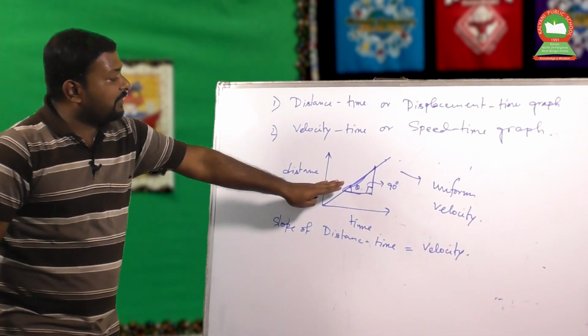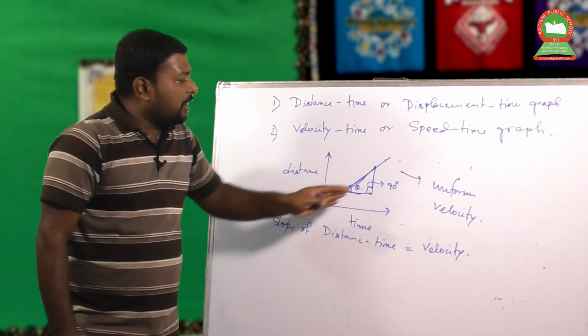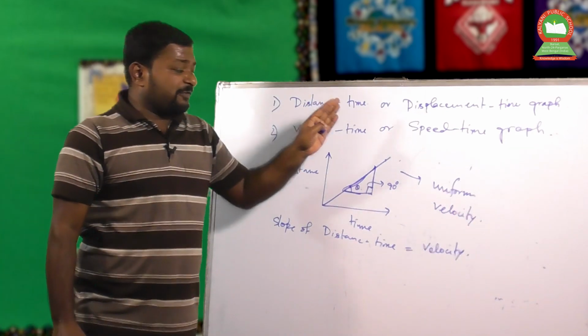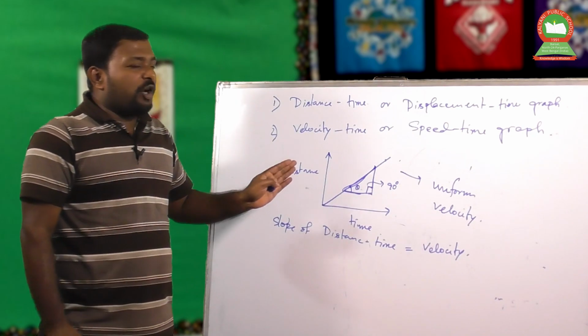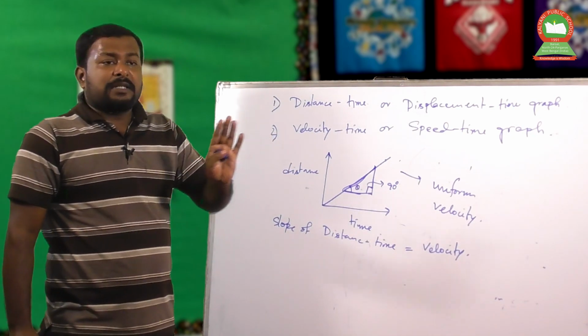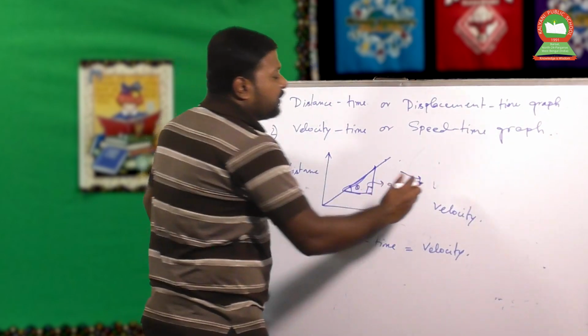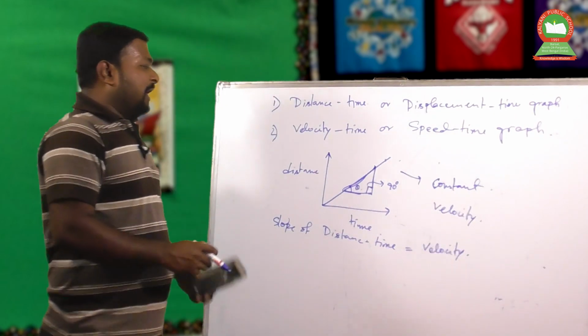Now, in this kind of graph, the slope at each point of the curve should remain fixed. As it remains fixed, that means the body is in uniform velocity. The body doesn't change its velocity. That means it is in constant velocity or uniform velocity. So, we can write it as constant velocity or uniform velocity.